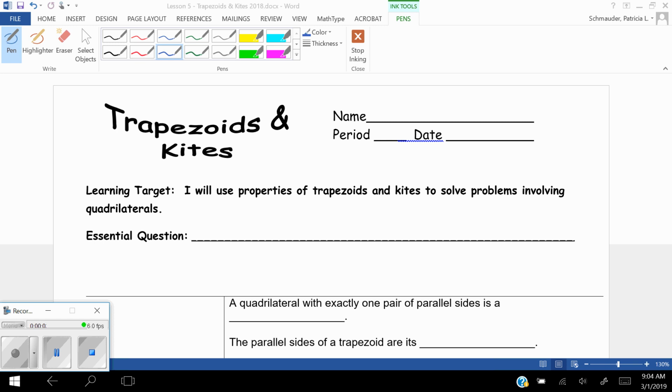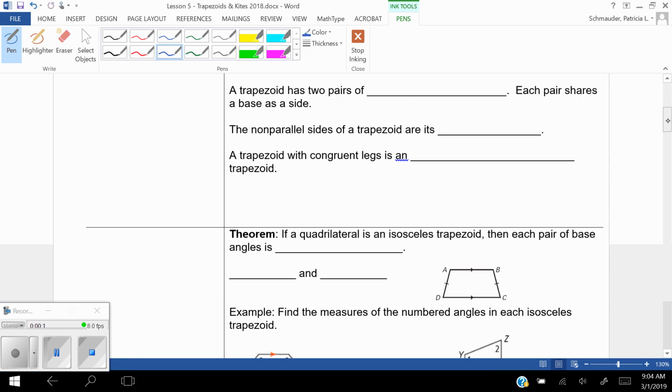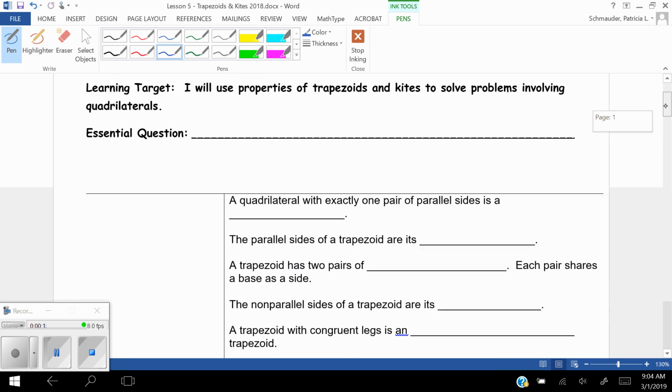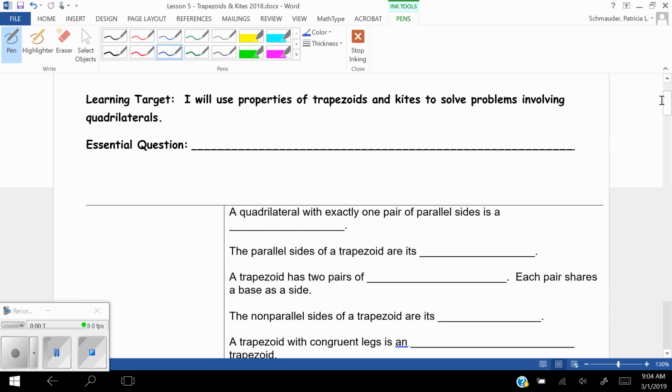Today's lesson is on trapezoids and kites, and keep in mind that up until this time we've been talking about parallelograms a lot. These two polygons are not parallelograms. Okay, so let's start with the trapezoid. What is a trapezoid? It's a quadrilateral with exactly one pair of parallel sides.